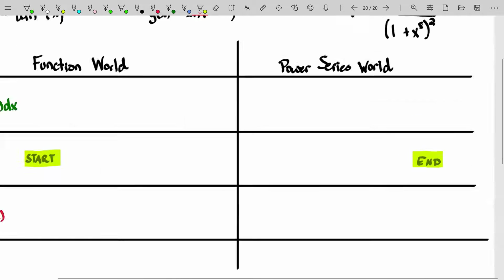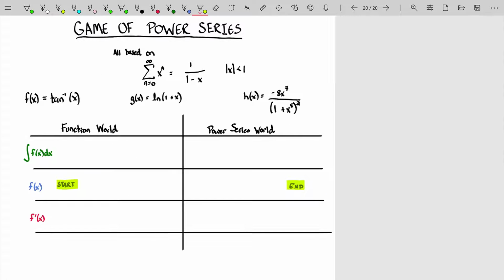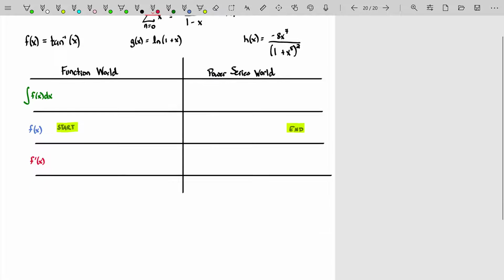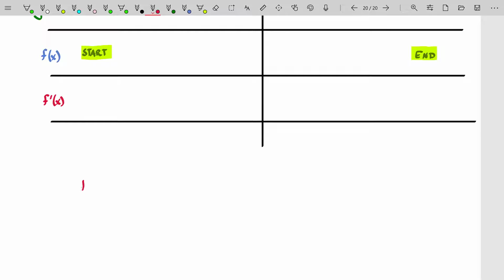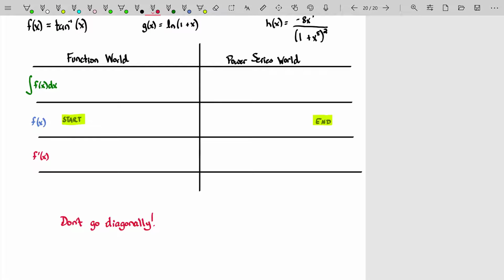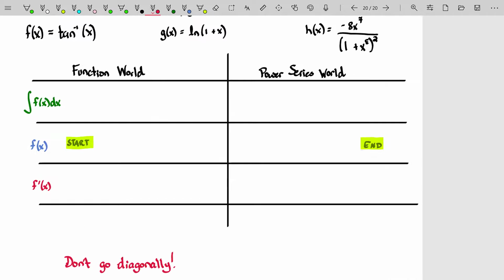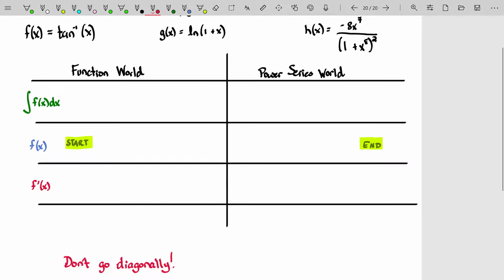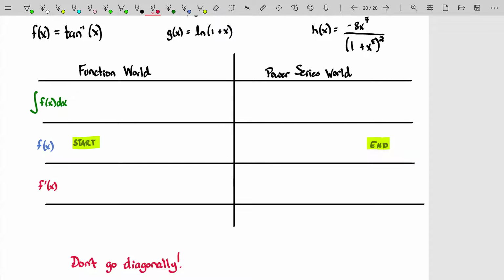Now I call this the game of power series because there are some rules to this game. There's actually only one real rule to this game. The one real rule is the following. You cannot do things diagonally. You'll see what I mean by do things in a moment. So the one rule is don't go diagonally. So somebody hands you a function and you want to arrive at its power series. If you can't go diagonal, then all you can do is go left, right, up, or down.